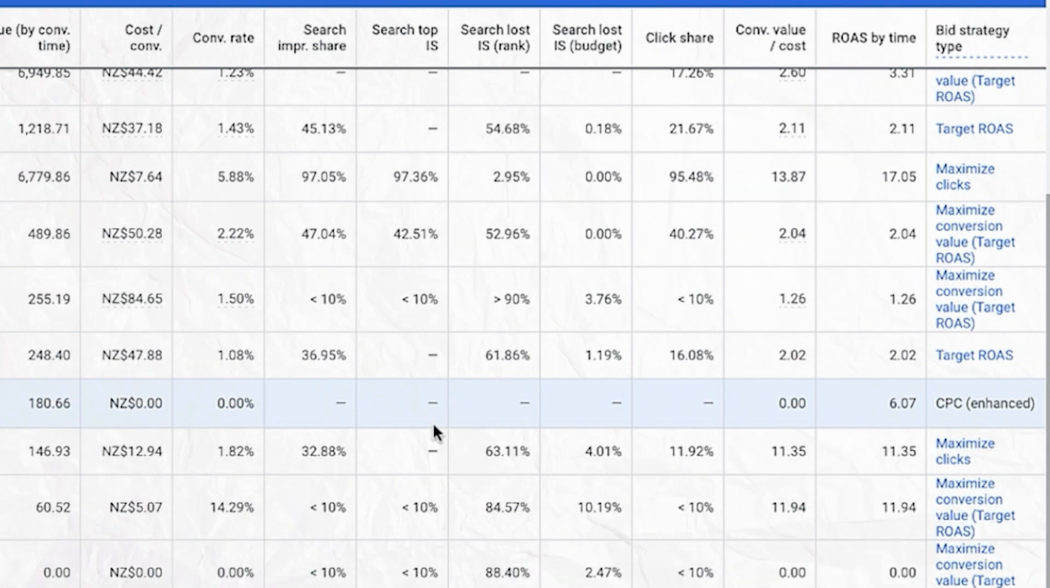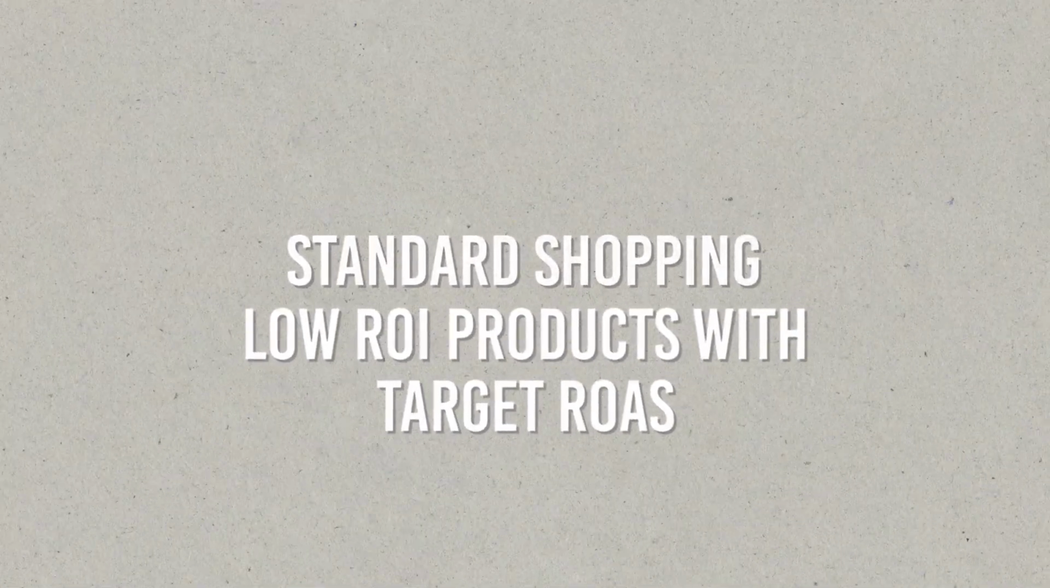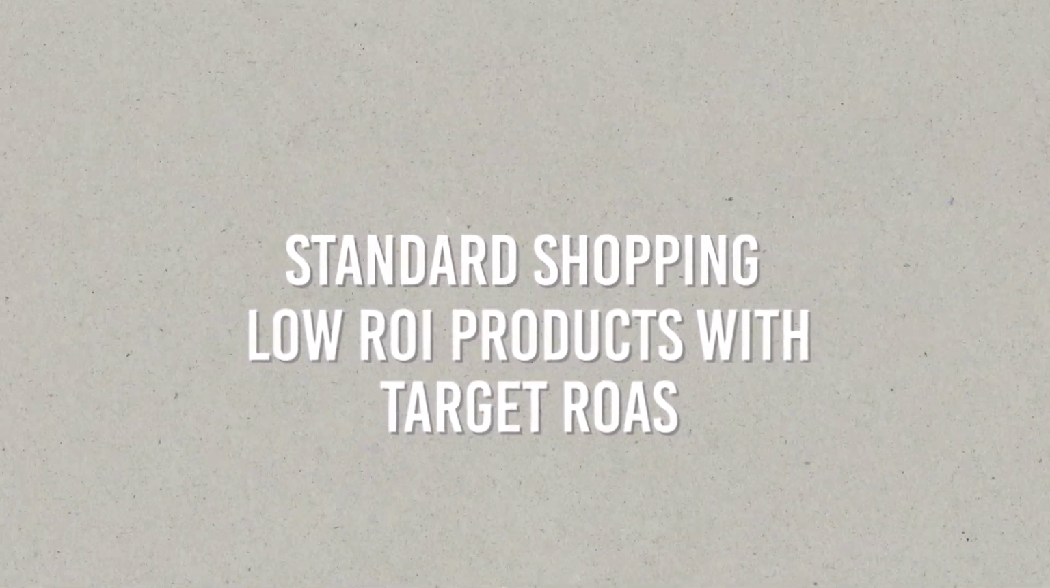And even though it's gotten one sale, it was just recently started. So over time, it should definitely work up to a good amount of revenue. But that's sort of the next strategy on the list, which is to run proper display remarketing campaigns. Let's move on now to the final strategy on the list, which is to run standard shopping campaigns for only the low return on ad spend products. But the trick here is to run these products and this campaign with a target ROAS set.